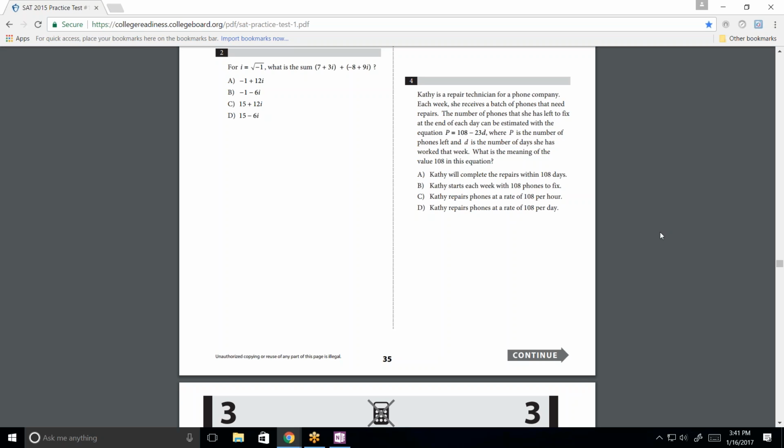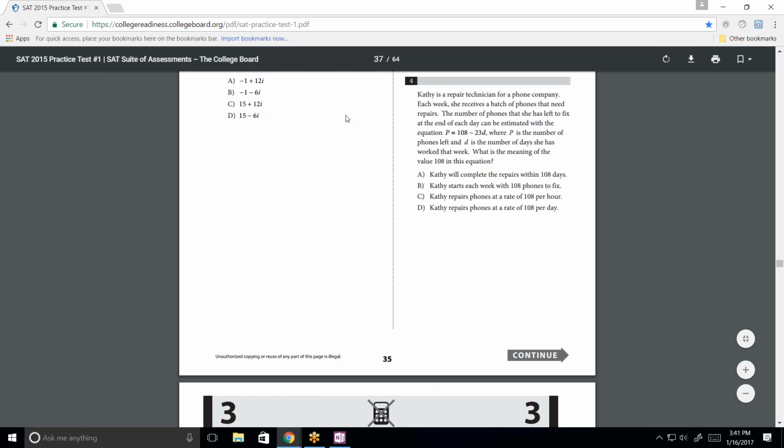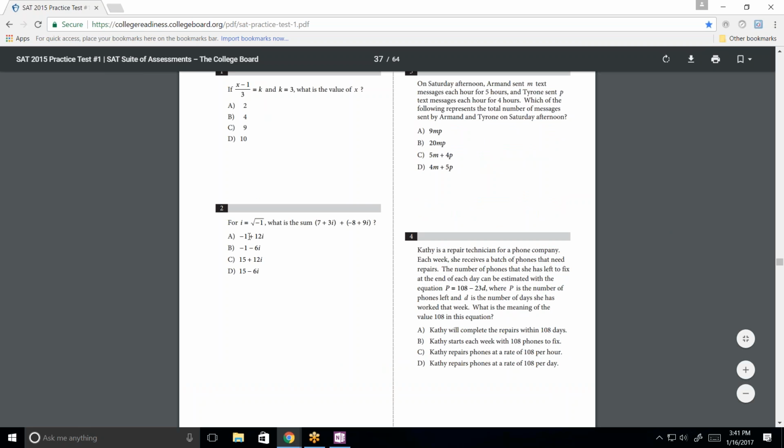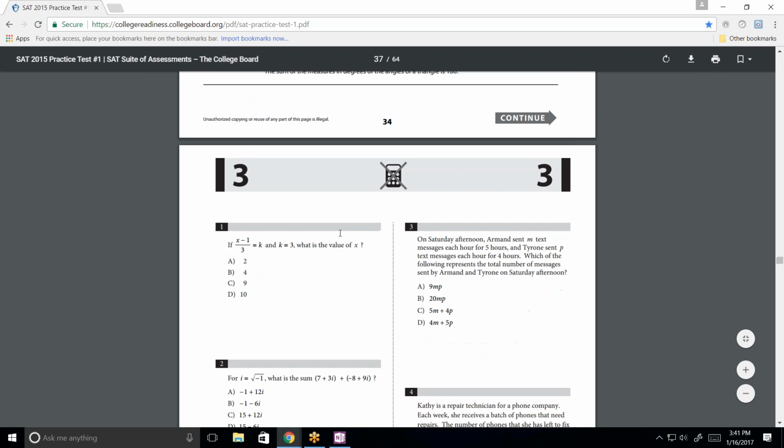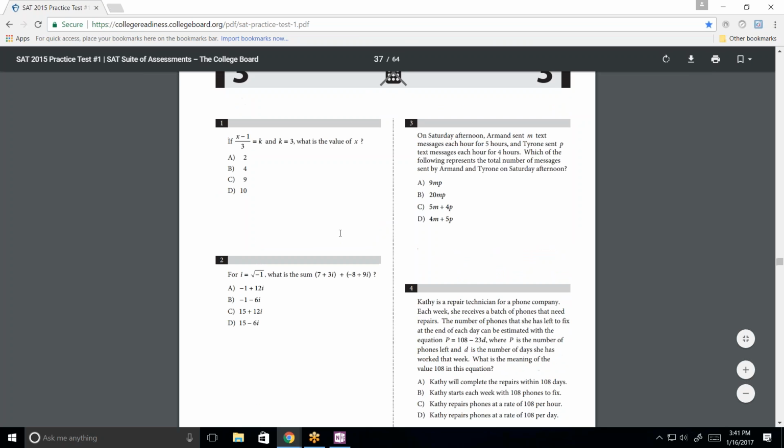What's 3i plus 9i? 12i. The real parts are minus 1, which would be A or B. Whenever you're adding or subtracting complex numbers, it doesn't really matter that i equals the square root of negative 1. You're just adding the real parts and you're adding the imaginary parts. Multiplying is a different story.